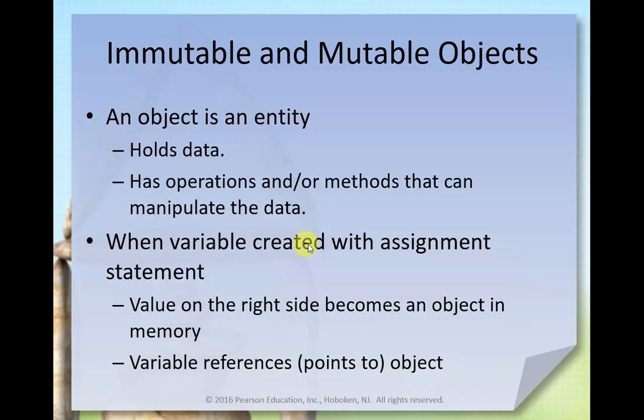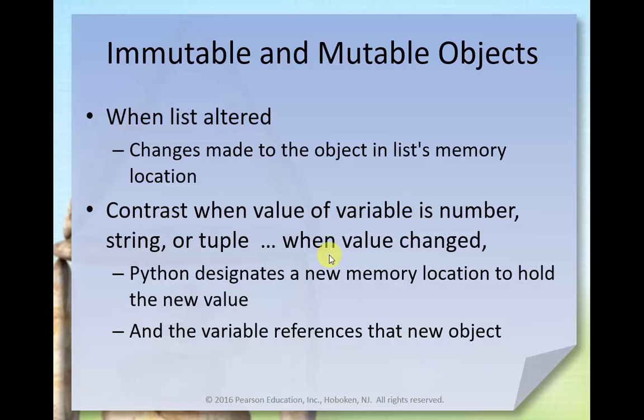So when we create a variable with an assignment statement, the value that's on the right side becomes an object somewhere out there in memory. And the variable simply points to that object. So when we alter a list, we're actually changing the object in the memory location. We're not changing the list, we're changing the object in the memory location.